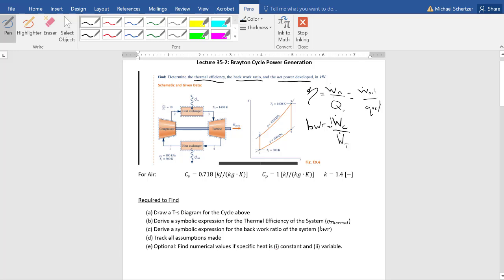Now, if we got both of these things from the first law, we would find that compressor power is negative and turbine power is positive, but the back work ratio we want to be a positive number, so we'll take the absolute value of all of that. And this is basically acknowledging that the power plant is the first consumer of the power plant. And actually, one of the neat things with the Brayton cycle is that there's a physical shaft that's going to connect the compressor and the turbine. So physically, as the turbine is spinning the shaft, it's powering the compressor.